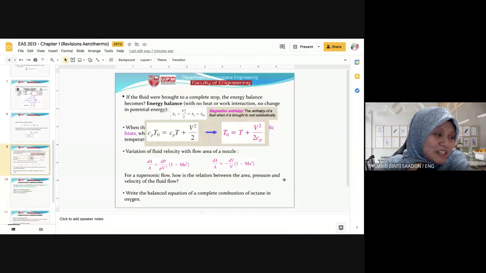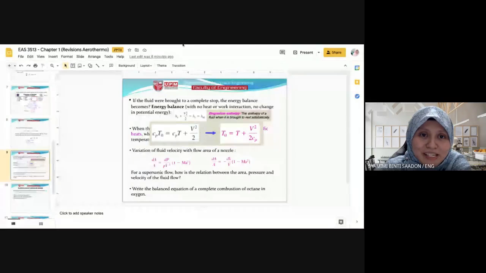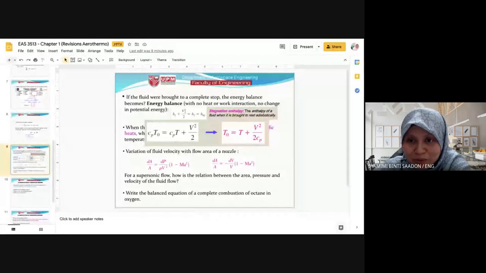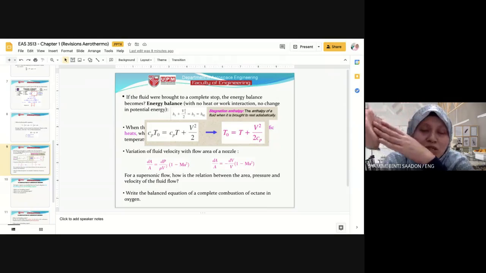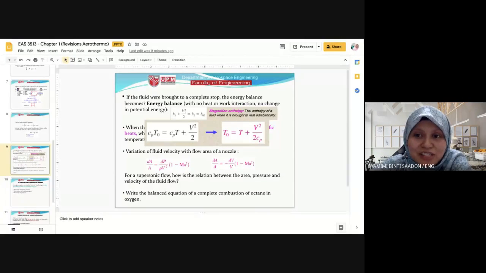To revise, if we have supersonic flow, the Mach number is higher than 1. Subsonic is below 1, and sonic is Mach number equal to 1. That is a simple assumption. But according to your friend Izzati, above 1.2 is supersonic. That is more precise, because between 1 and 1.2 sometimes we assume the flow is transonic, the transition. So that is correct also.